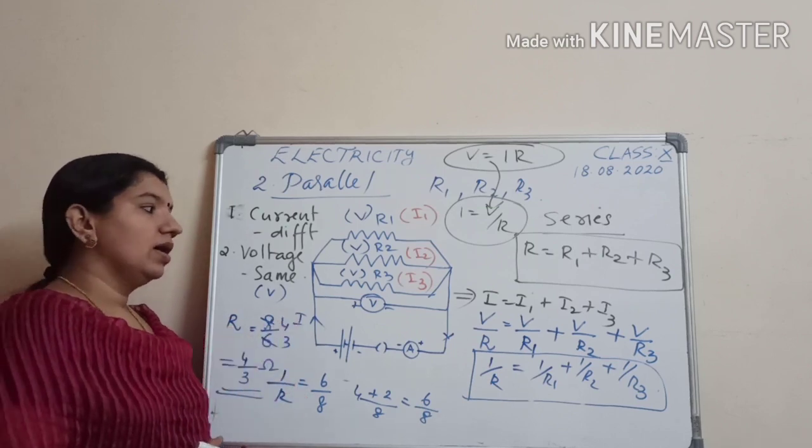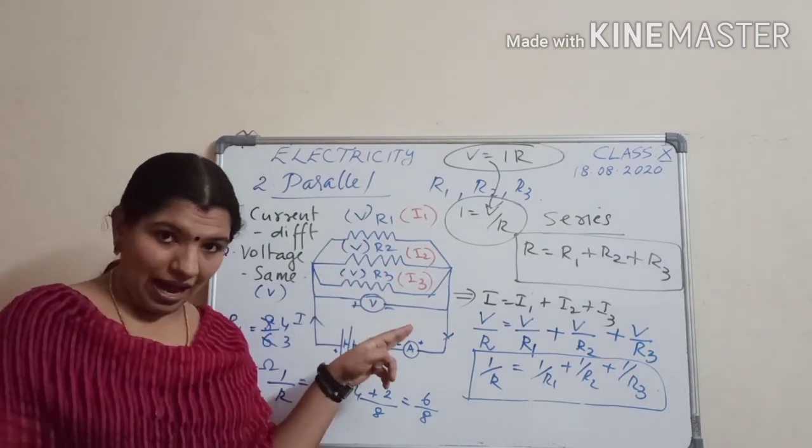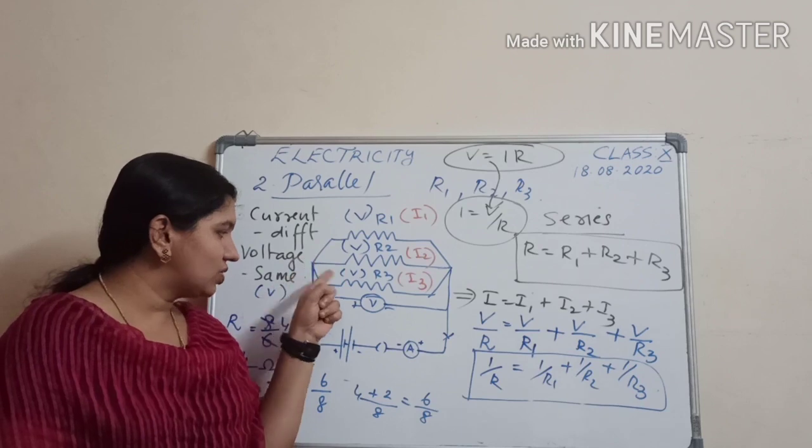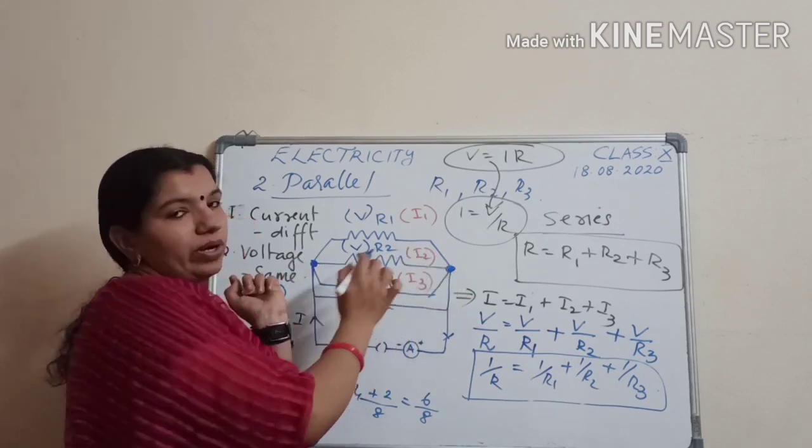Understand? Again, we are connecting three resistors R1, R2 and R3 in parallel. Parallel means the end of each resistor is connected to a common point here as well as a common point here.